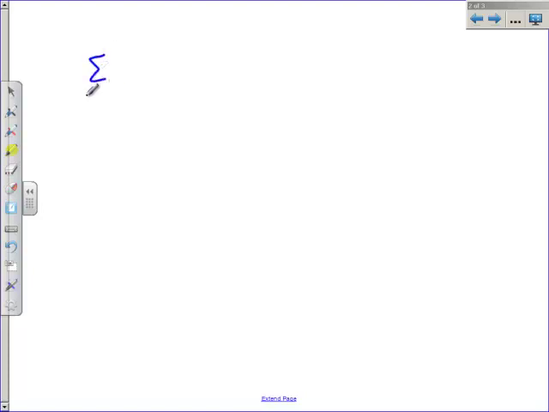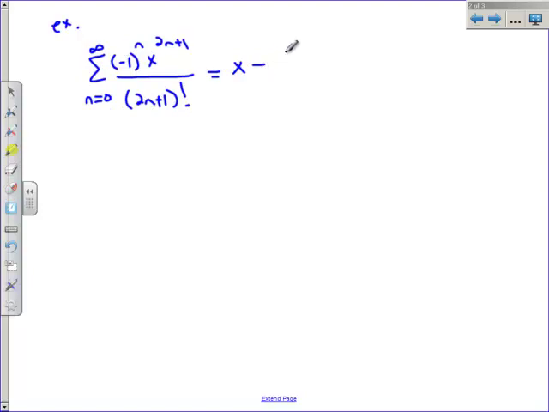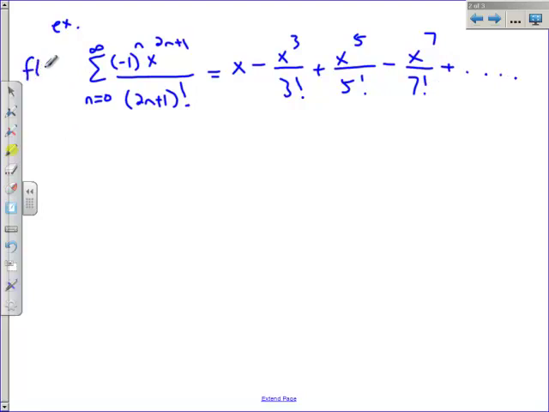Let's consider the power series from 0 to infinity of -1 to the n times x to the 2n plus 1 over 2n plus 1 factorial. And of course, if we write this out, if you plug in 0 for n, we get x over, well, 1 factorial is just 1, and then it's minus, because the next term is negative, x cubed over 3 factorial, and then plus x to the 5th over 5 factorial, and minus x to the 7th over 7 factorial, and on and on and on. Let's just call that function f of x.